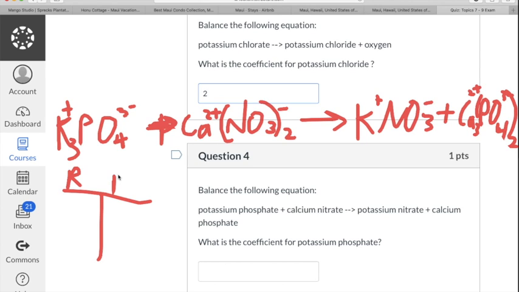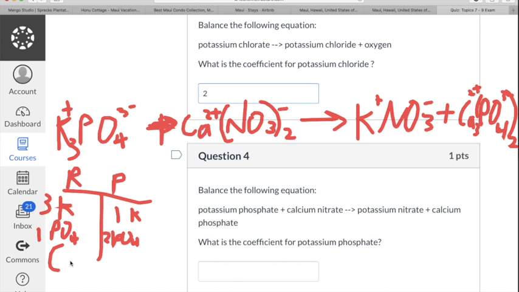So I'll make myself a little table here. Here's my reactants, here are my products. I have Ks, there's going to be 3 Ks on this side. It looks like there's just 1 K on the other side. I have a PO4 and a PO4. Whoops, didn't leave a lot of room to write. That's all right. So I have 1 PO4 on this side, and I'm going to have 2 PO4s on the other side at the moment. Of course, that will change as I add my coefficients.